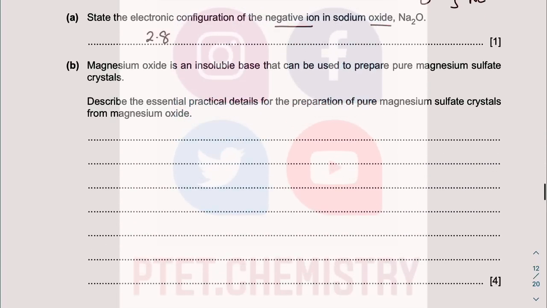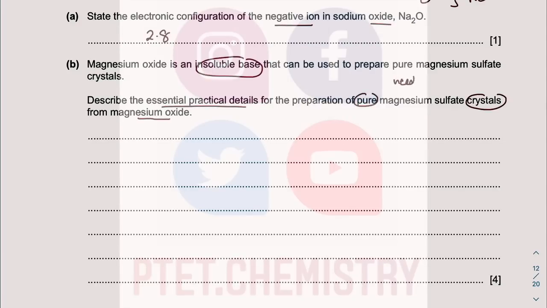Next bit, you want to get practical details. You want to prepare crystals. You want pure crystals, starting from magnesium oxide. Magnesium oxide is insoluble. So to go from magnesium oxide to magnesium sulfate, you need H2SO4 aqueous. So this is acid, and this is a basic oxide. A basic oxide reacts with acid to give you neutralization, right?